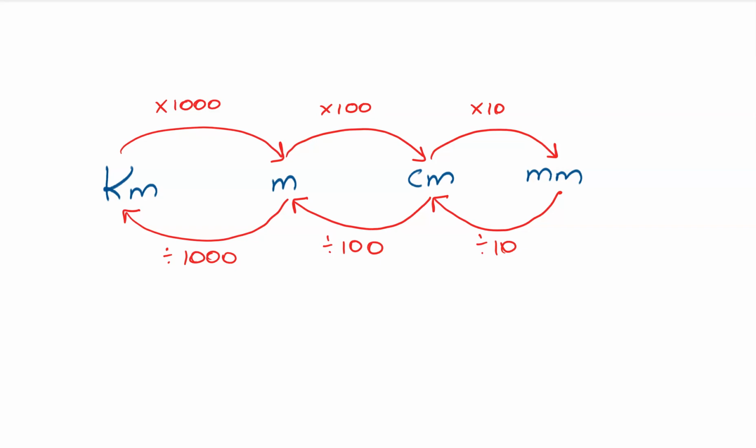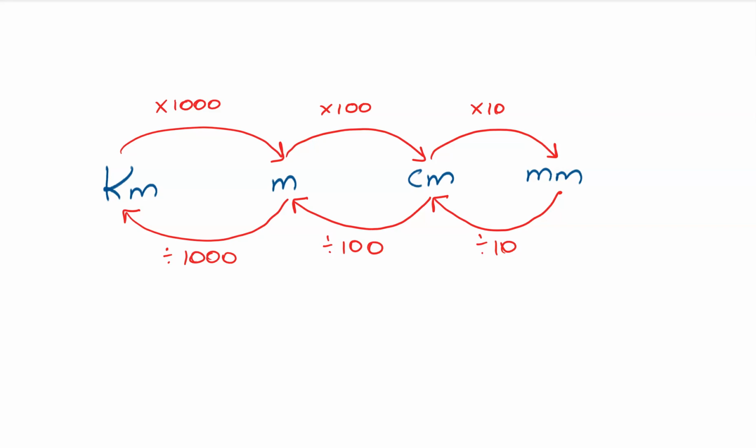From millimeters to centimeters, you divide by 10. From centimeters to meters, you divide by 100. And from meters to kilometers, you divide by 1,000. So just remember, kilometers is the bigger unit and millimeters is the smaller unit. So let's look at an example.